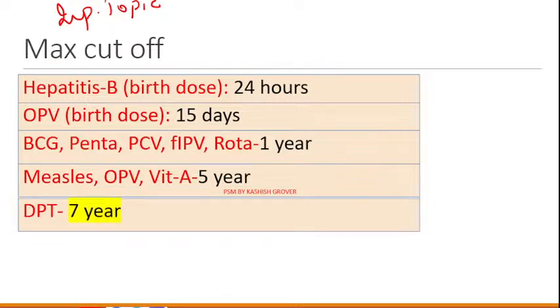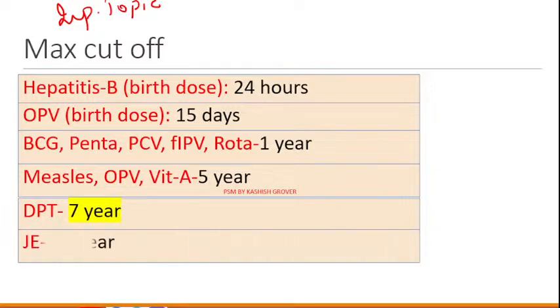DPT is given up to 7 years. After 7 years, we don't give DPT. And JE can be given up to 15 years. This is very important, and they may ask you in any form.